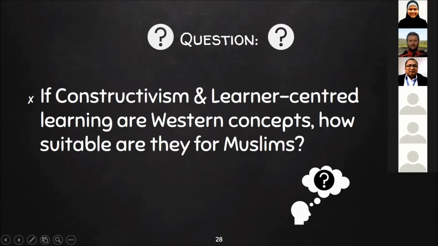So here's a question for you. If constructivism and learner-centered learning are Western concepts, how suitable are they for Muslims? Anyone like to say suitable, unsuitable? Suitable. Okay, I agree with you. I think they can be used. It's like a knife, you know, it can be used for the purpose that you intend it.